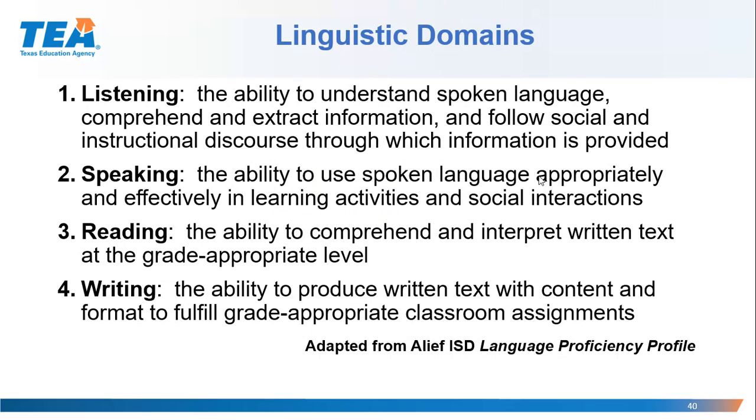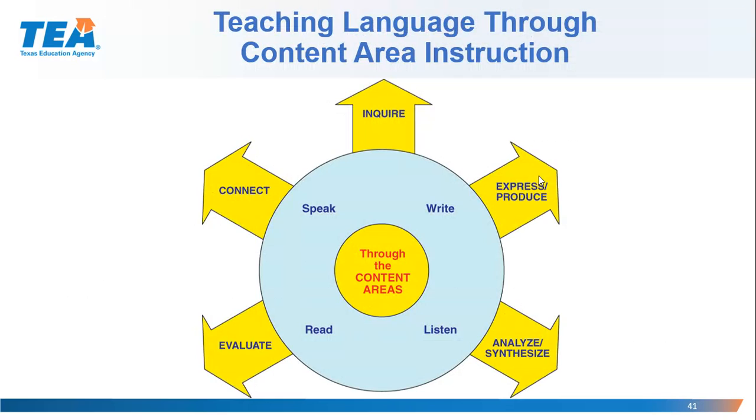This slide shows what the four linguistic domains mean in relation to evaluating the English language development of English learners. Note that the definitions are not tied to academic achievement, but rather to the communication skills that second language learners need in order to use English as an effective medium for academic instruction at the grade level. Communication skills in listening, speaking, reading, and writing are at the core of all academic learning.